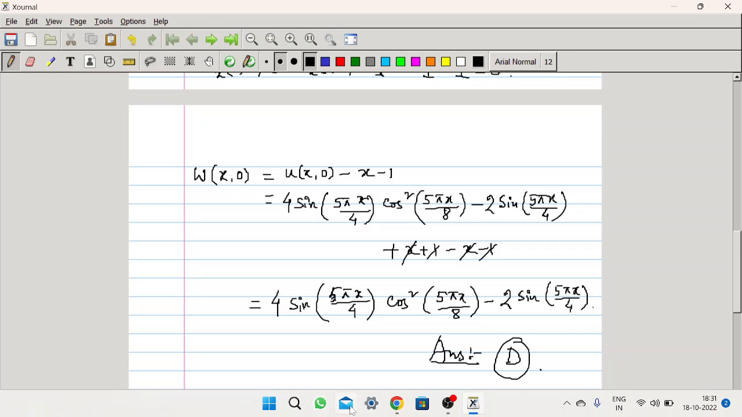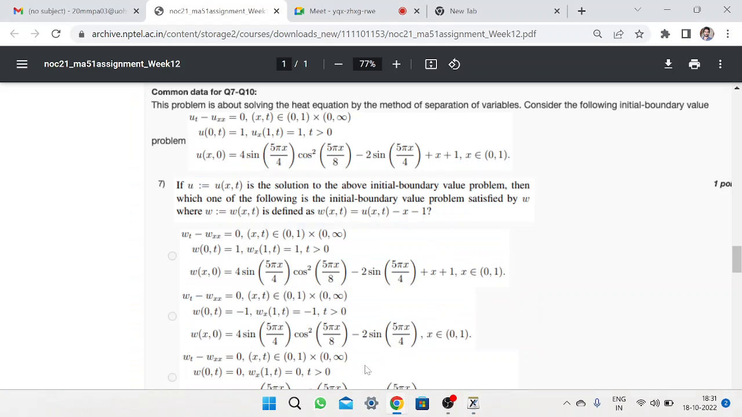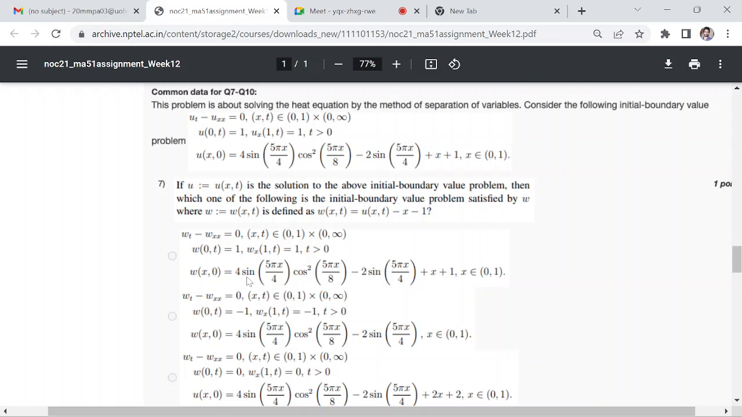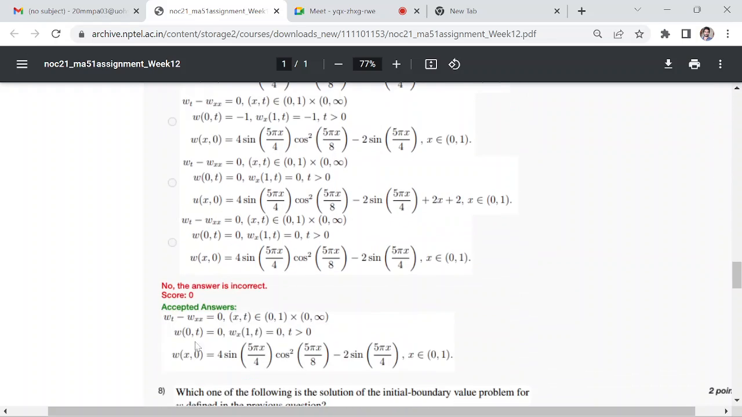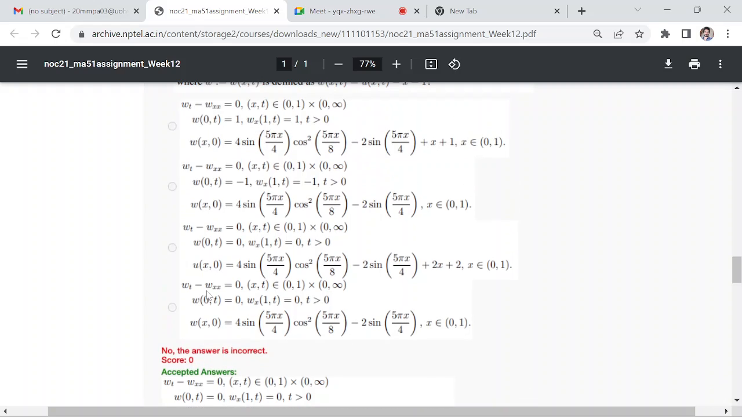So let me show you the question. The question is you have to find the equation for w and the condition. So it matches with option 4. This is just a simple calculation, a simple transformation.